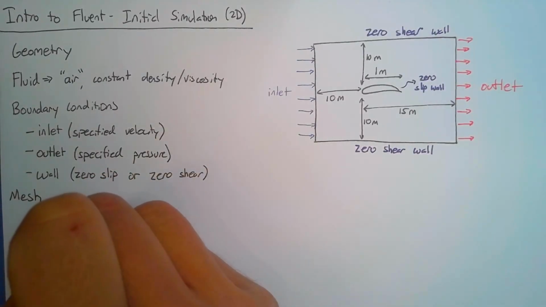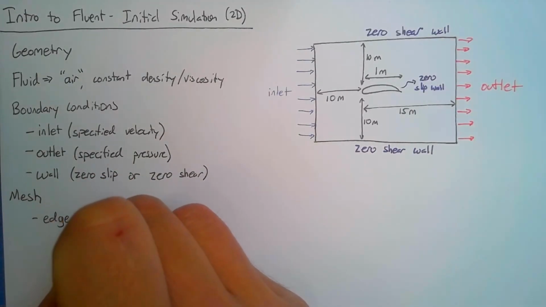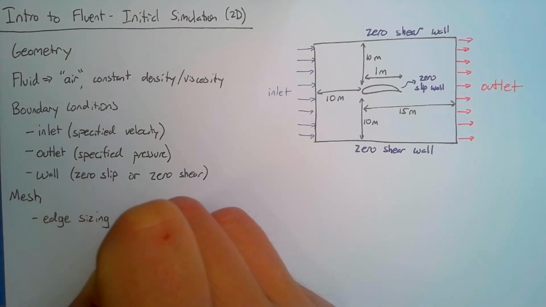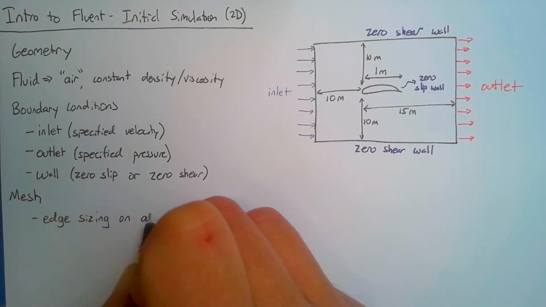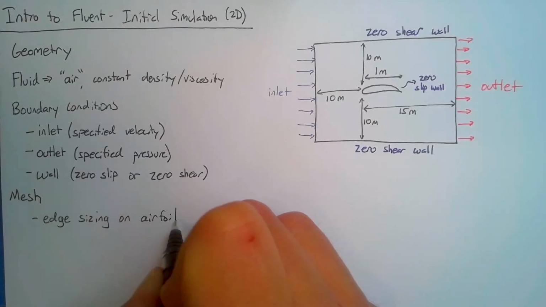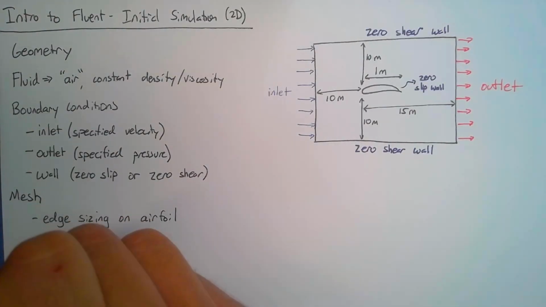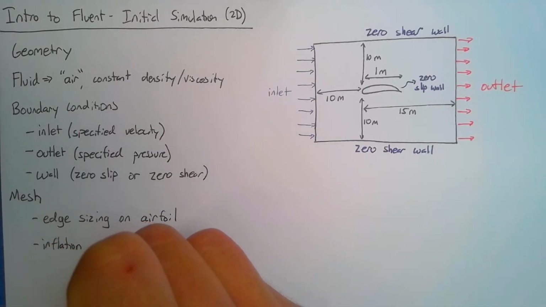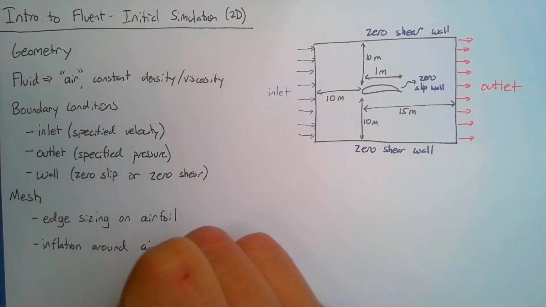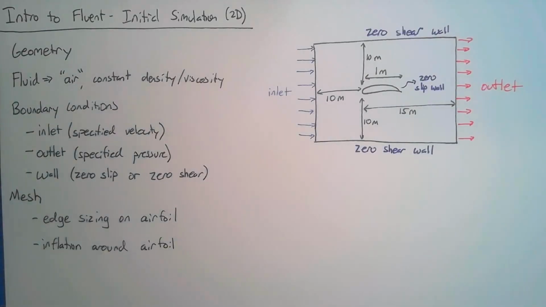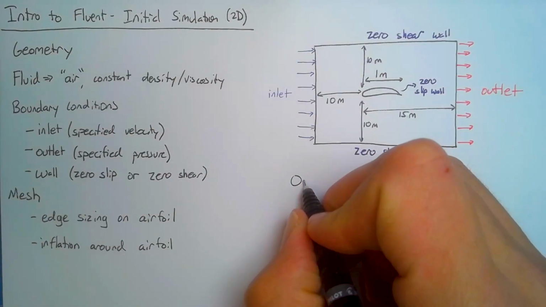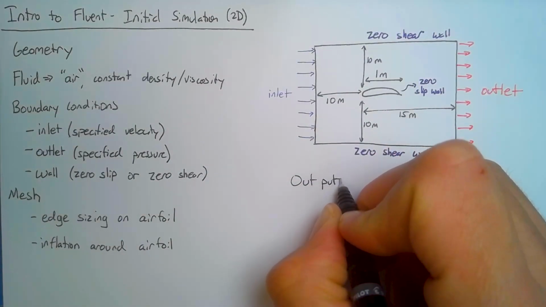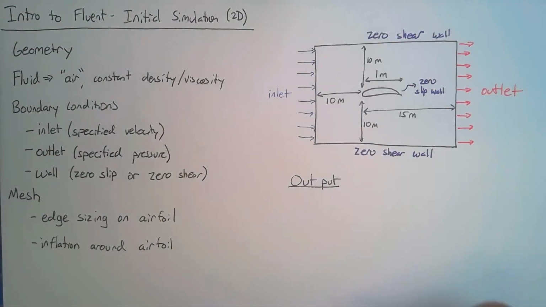And so to do that, we're going to be looking at the edge sizing on the airfoil. And that'll define a bit better how many points are going exactly on that airfoil surface. And then we're going to define an inflation around the airfoil. So we're going to put more points in the region immediately around the airfoil. So we didn't get into the weeds too much here. Very top level view, those are the four things we need.